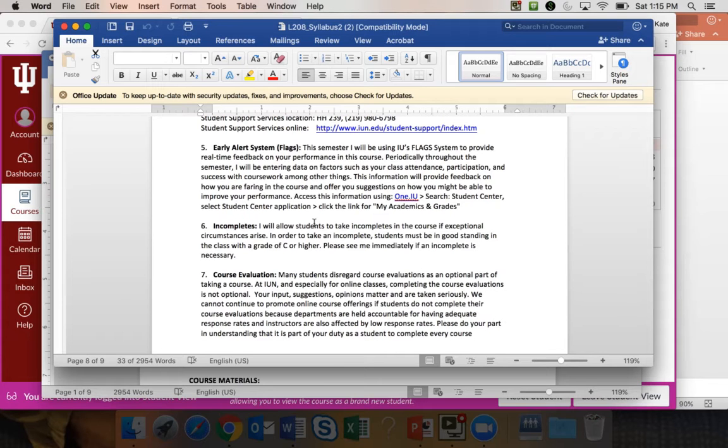And this information can help provide information on how you're faring in the course and offer suggestions for how you can improve. You can access this information at One.IU under the Student Center. You click on My Academics and Grades.